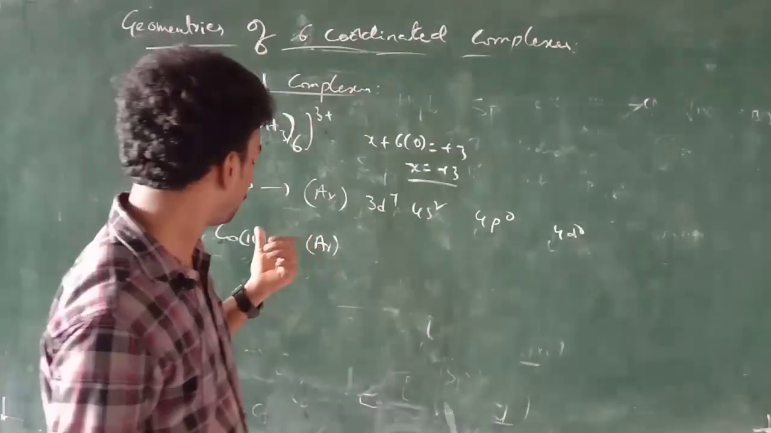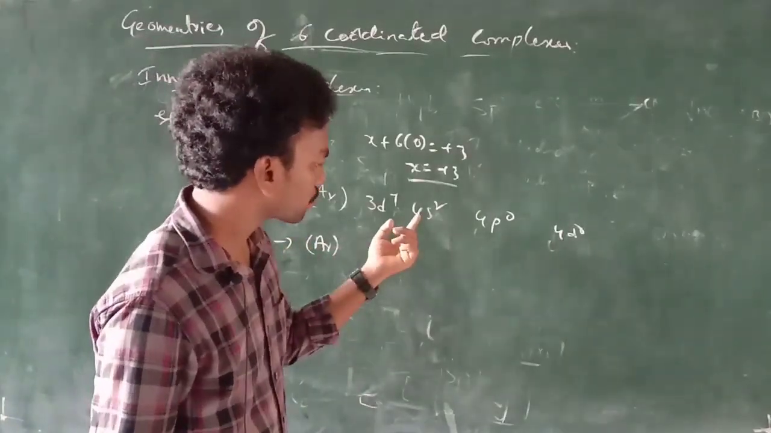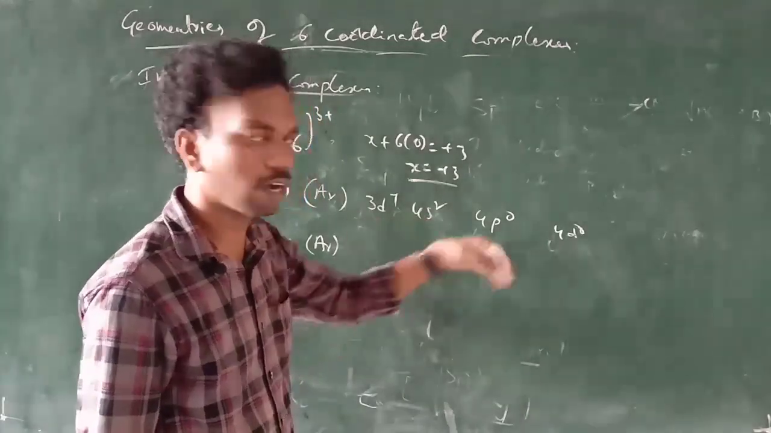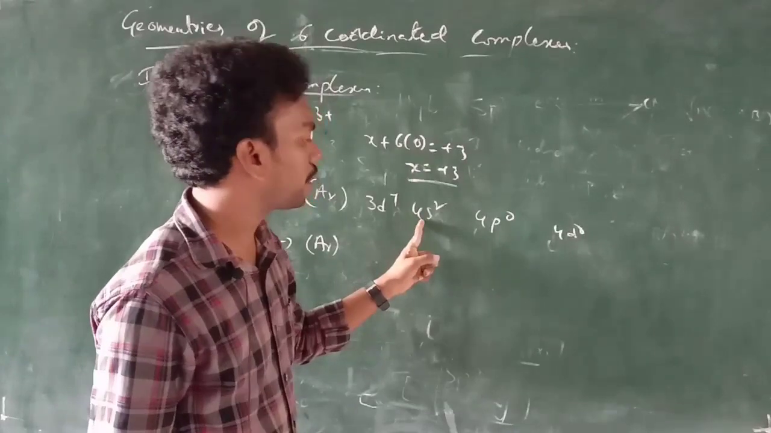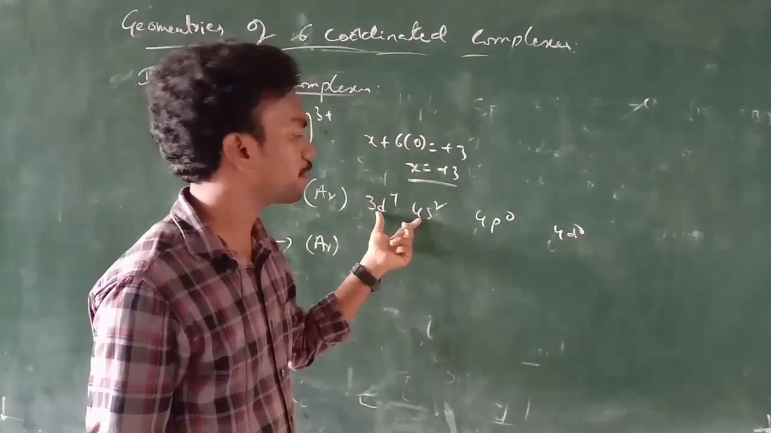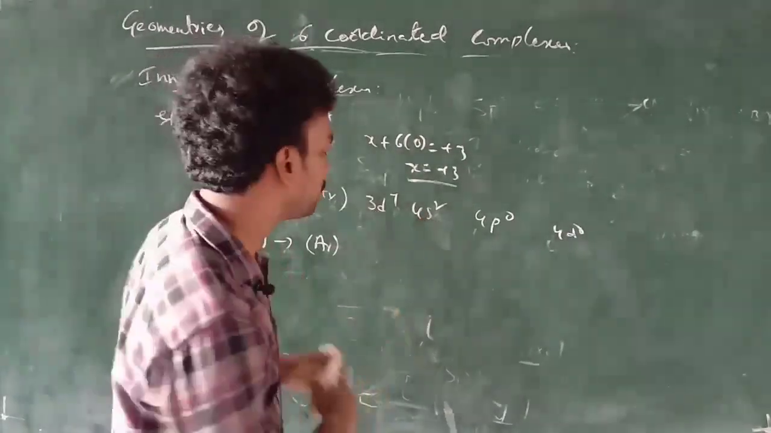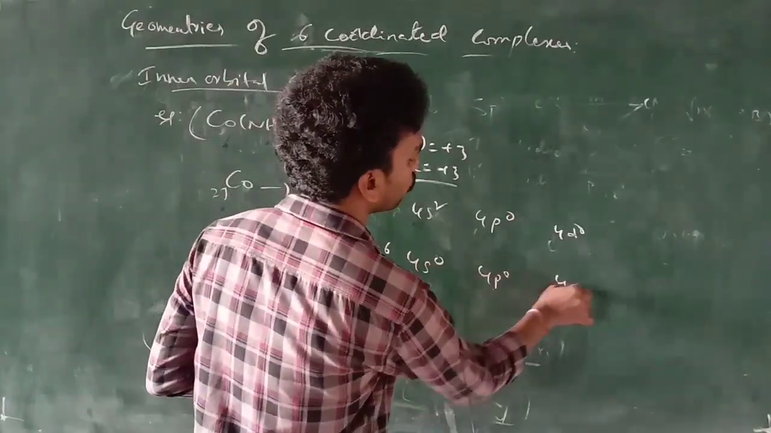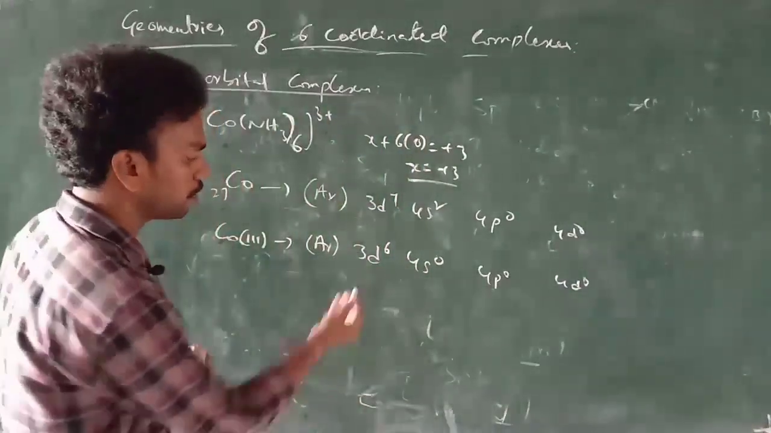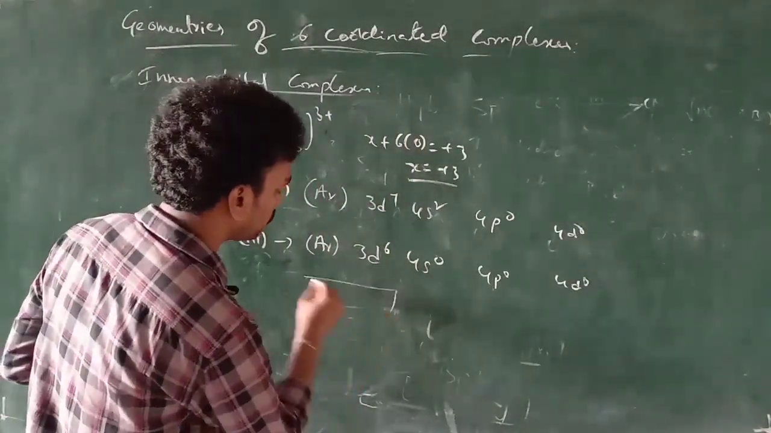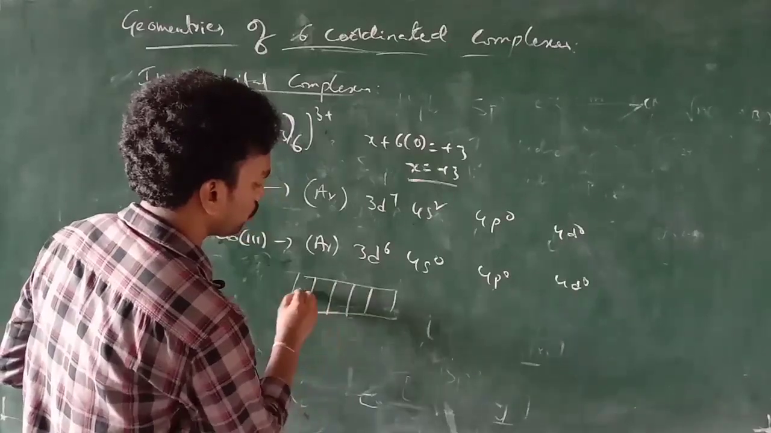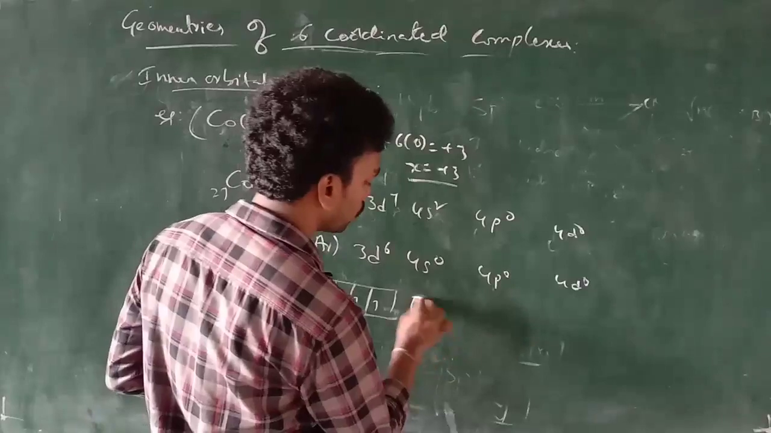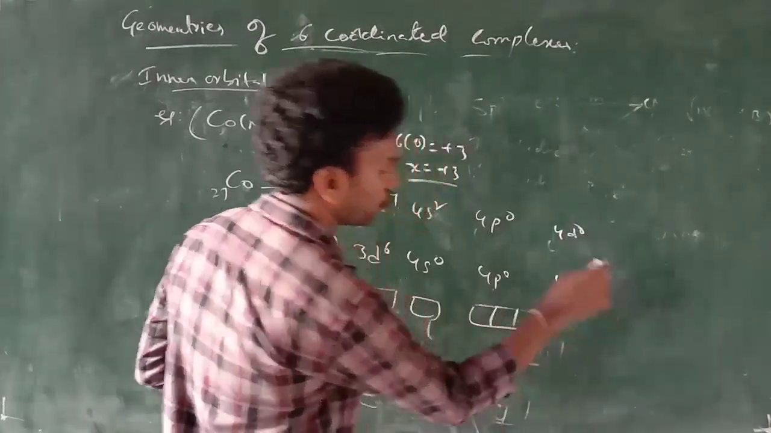Those 3 electrons: first 2 electrons are removed from the 4s orbital, because 4s is the outermost shell. One more electron is removed from 3d7. So the electron configuration becomes 3d6 4s0 4p0 4d0. So 1 2 3 4 5 6 in 3d, and 4s0, 4p0, 4d0, right.